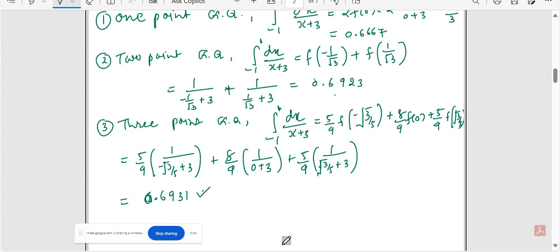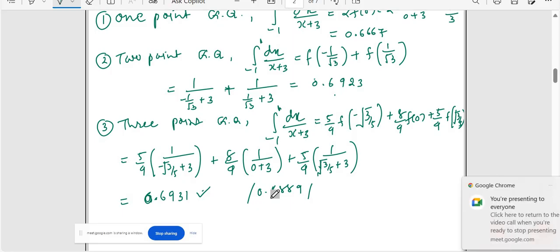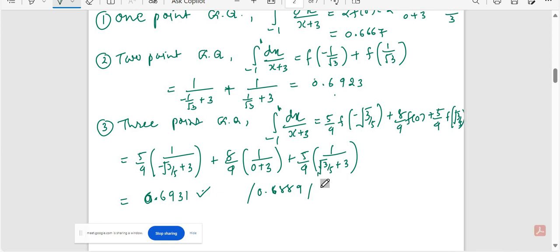Sir, yes, the answer is 0.6889. Any other answer? Yes, Saumil, what is your answer? Till now I am getting a rough answer, sir. Okay, no problem. Anyone have any other answer? I am calculating it again, sir.